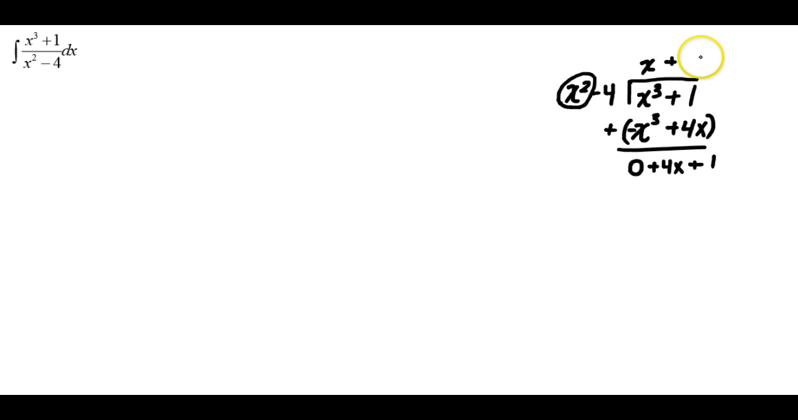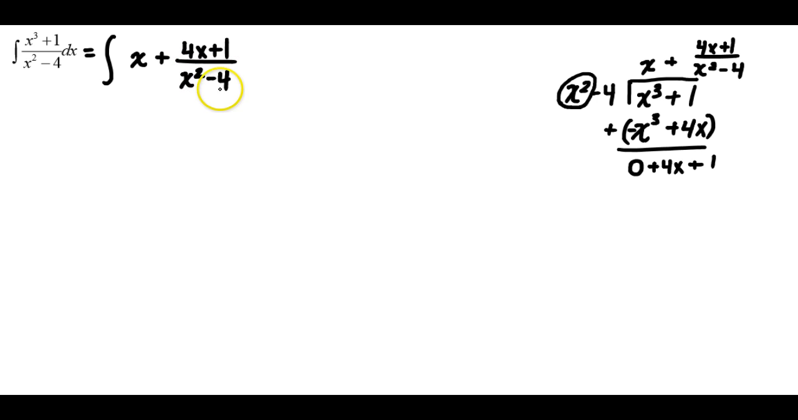x plus the remainder, 4x plus 1, over the divisor, x squared minus 4. So, going back to the problem, what I did was I rewrote x cubed plus 1 over x squared minus 4 as this whole quantity. So, x plus 4x plus 1 over x squared minus 4 dx.